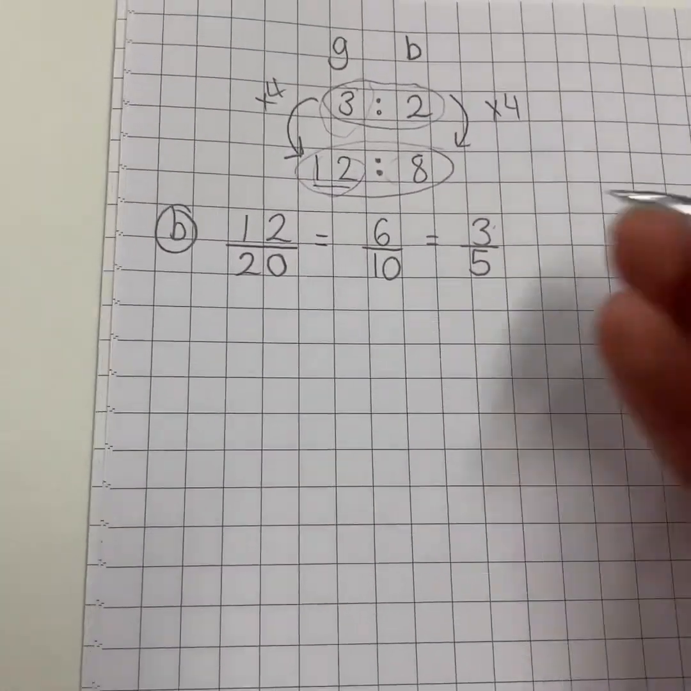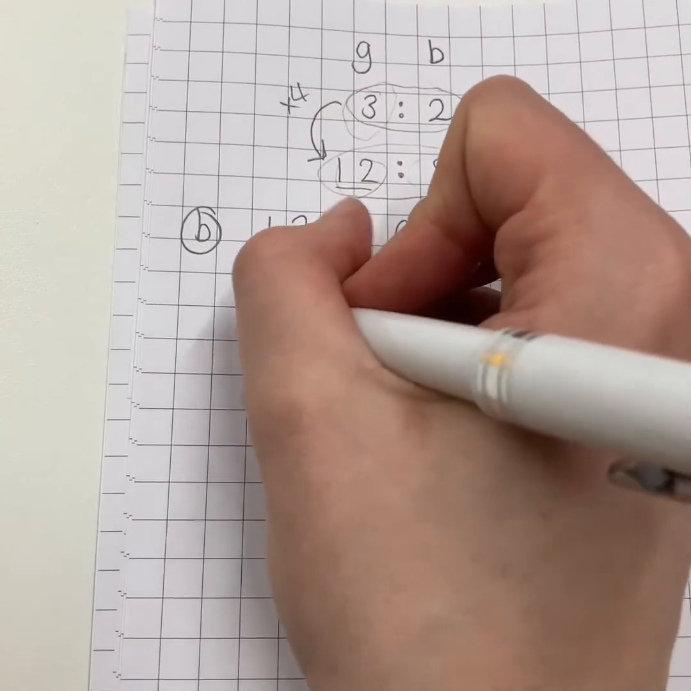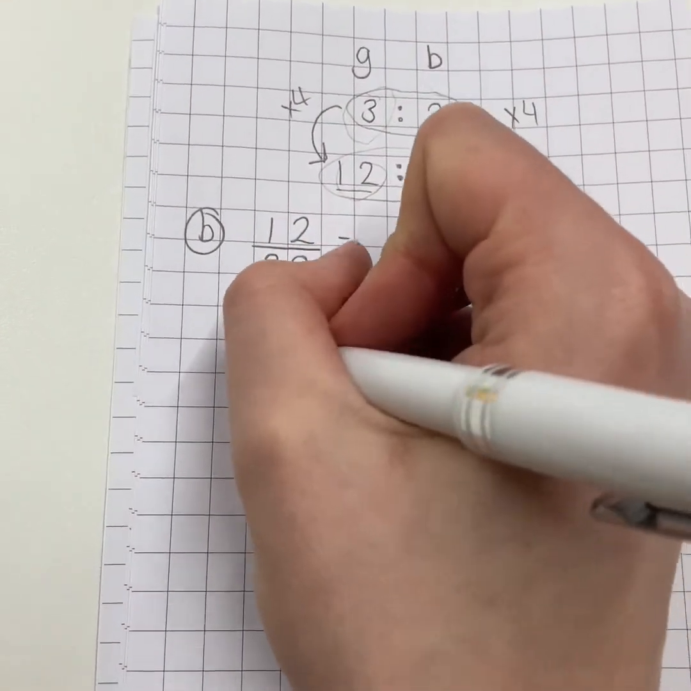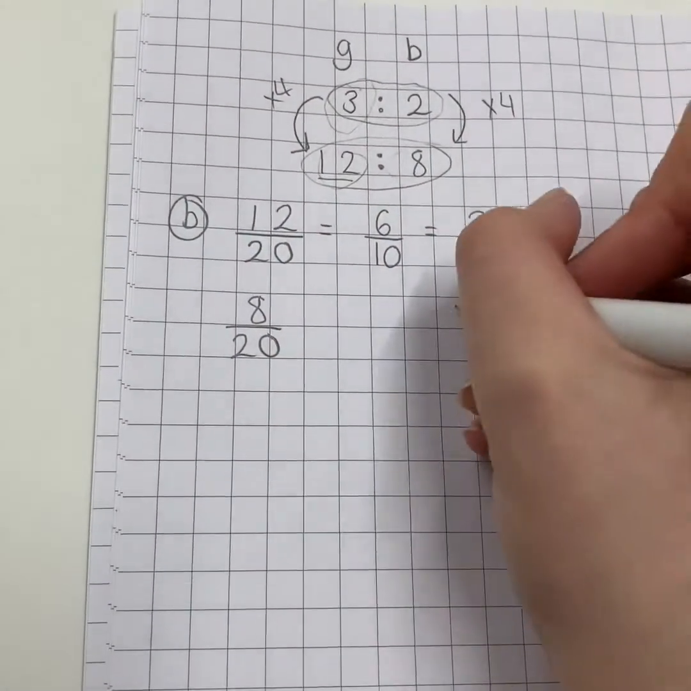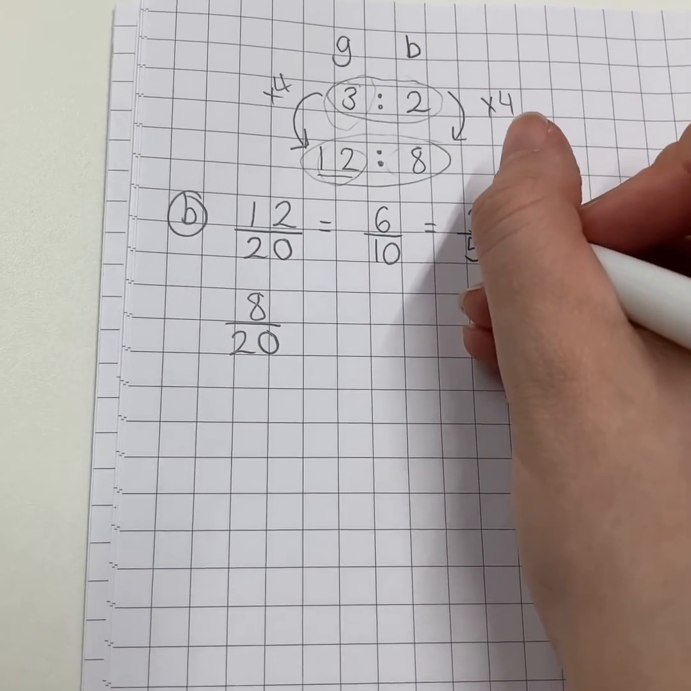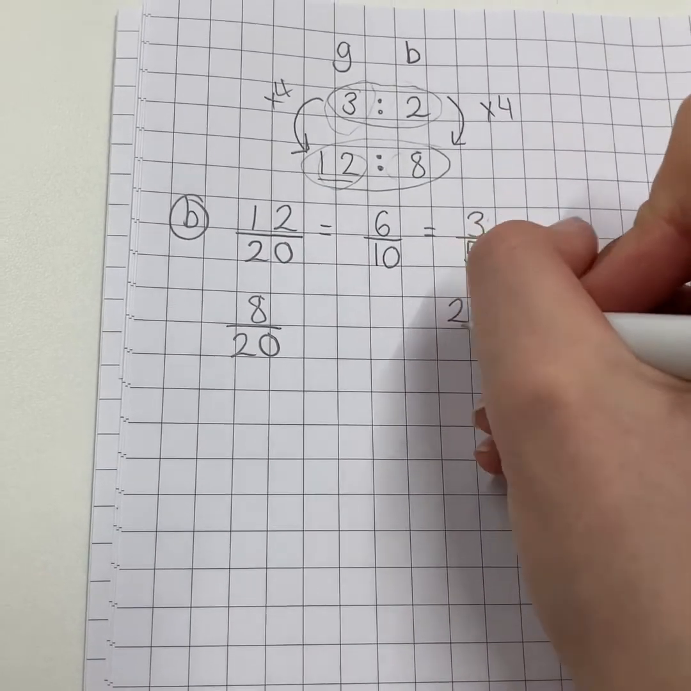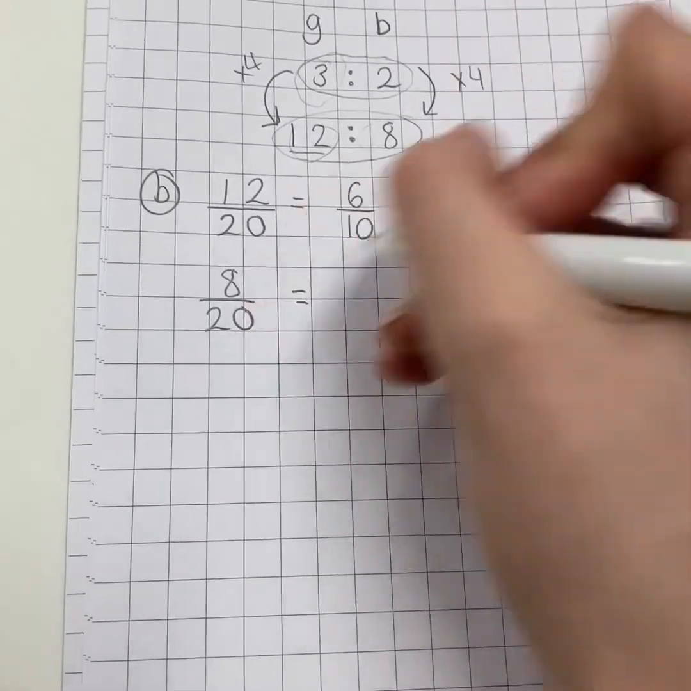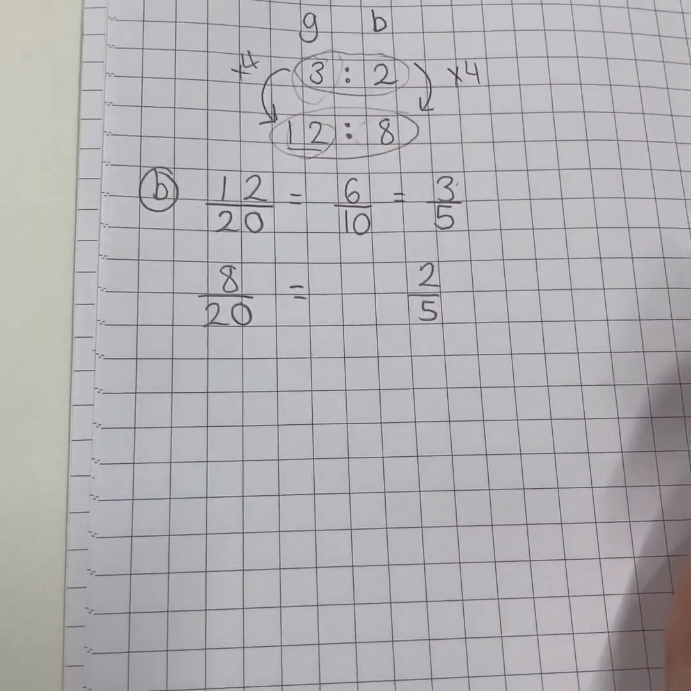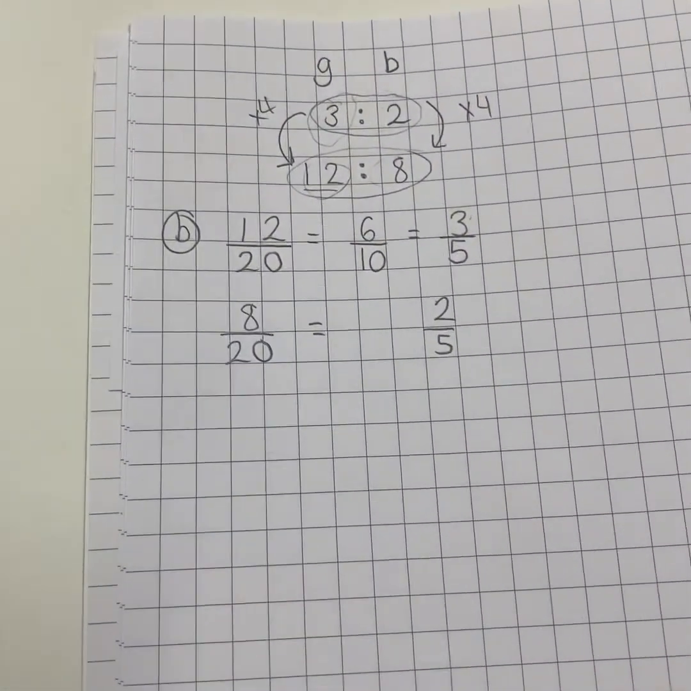What fractions are boys then? Well, if 12 20ths are girls, that means 20 take away 12 is 8. So 8 20ths would be boys. Or 5 fifths take away 3 fifths, 2 fifths. Because these are equivalent fractions divided by 4. Well done if you got those right.